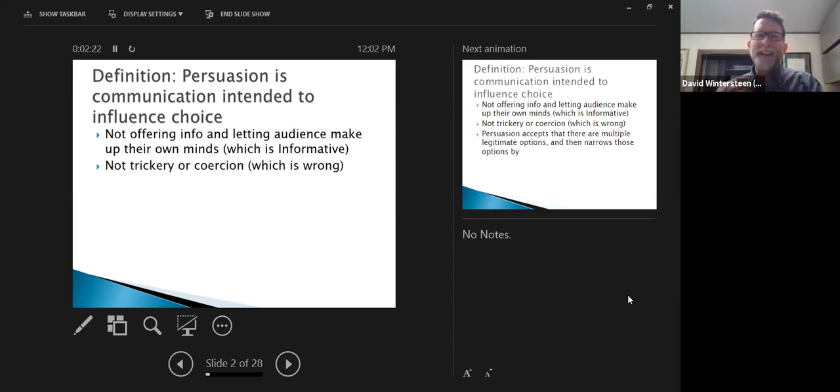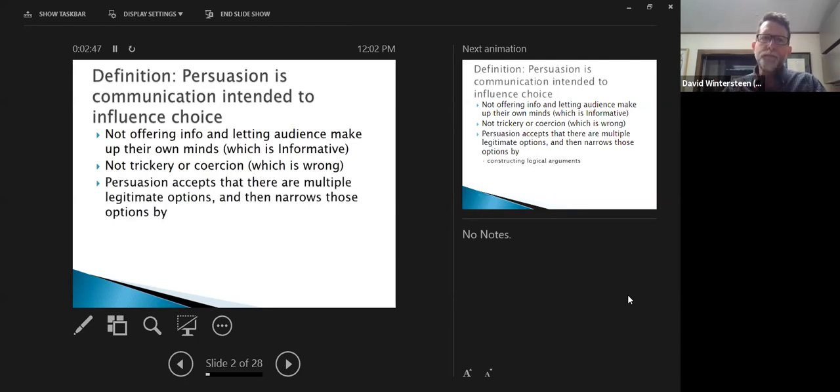Another thing it's not is trickery or coercion. Tricking somebody is like lying to them, and that's not what you're doing. That would influence their choice, but that's not what we do, and I'll talk more about that. And it's not coercion, it's not forcing. If you take somebody and bend their arm behind their back and say, do this, that's coercion. You hold a gun to their head, that's not what persuasion is. Persuasion and coercion are different.